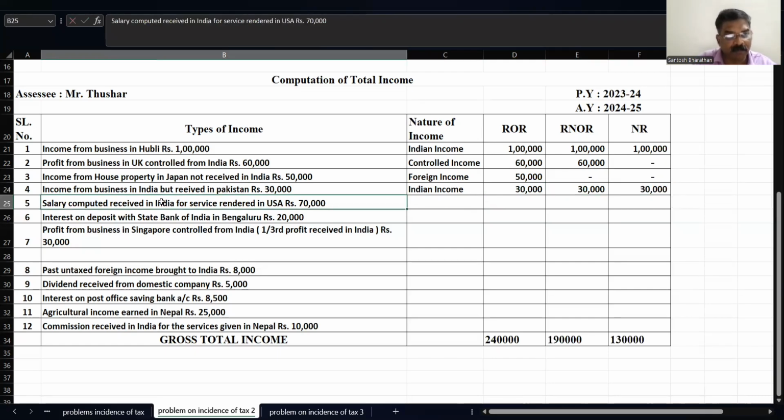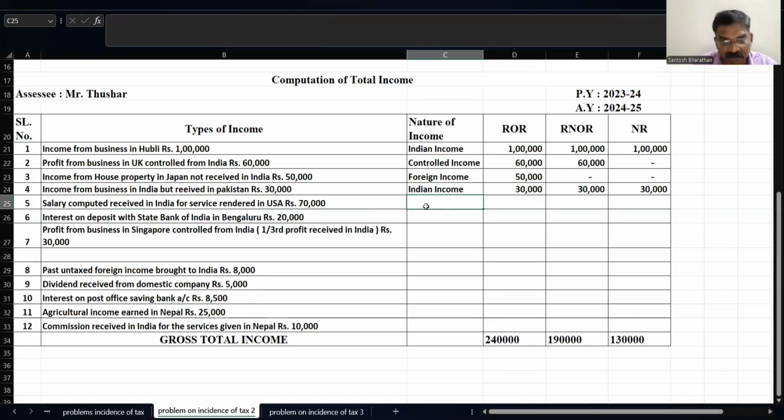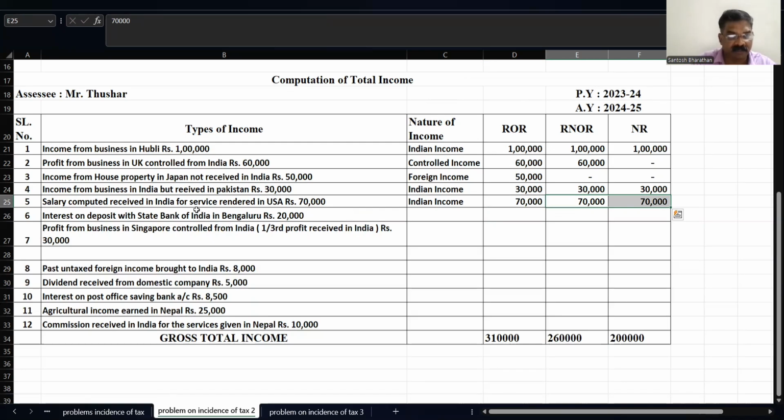Next, salary computed received in India for service rendered in USA, rupees 70,000. See, what did I say? Again, I treat this as an Indian income. Why Indian income? Even though he has worked in USA, where did he receive the salary? In India. That means it has satisfied the Indian income definition. So we call it an Indian income. So 70,000 is taxable in all the three cases. Hope you understood, children, what we mean by Indian income. Okay. Next, interest on deposit with SBI of India in Bangalore.